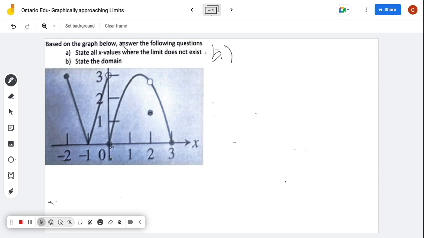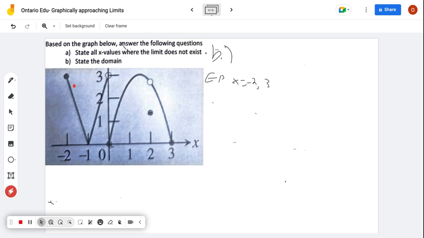Now here we have multiple jumps, holes, and this might confuse people, but let's stay focused. These filled in dots at the endpoints mean that the function does exist at those points. So we can start off by having our endpoints, which is -2 and 3. So our endpoints are when x equals -2 and 3.